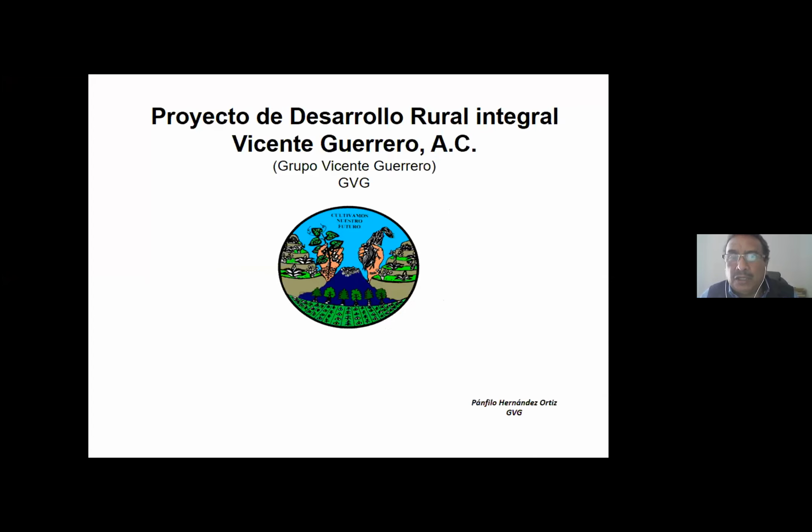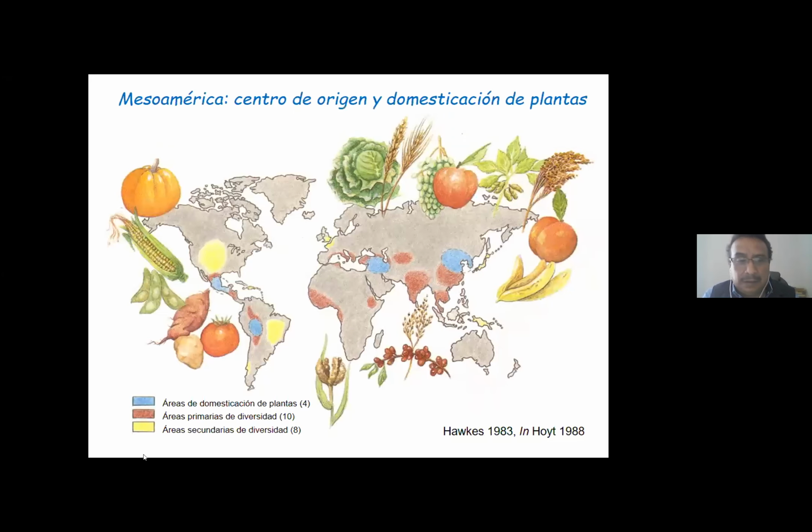As was mentioned, I'm from a campesino organization called the Vicente Guerrero Holistic Rural Development Project. We are a group of campesinos who work in agriculture. We've been working in agriculture for 40 years. I have been a member of this organization for 30 years. I've been learning with the indigenous people and the campesinos of Tlaxcala for over 20 years about corn and how to grow corn, how to defend our corn.